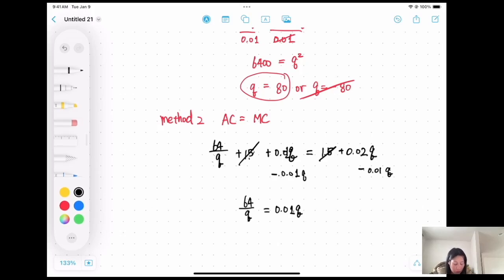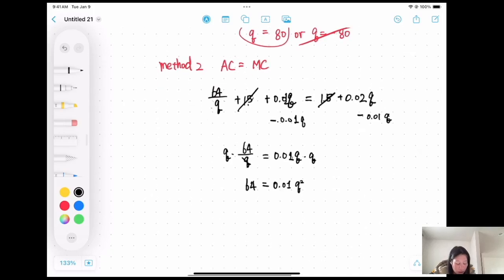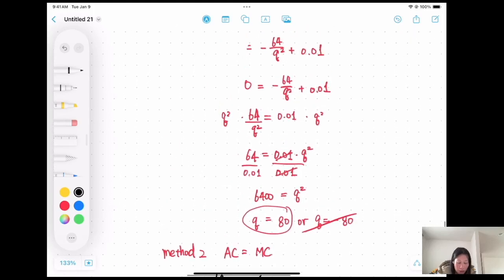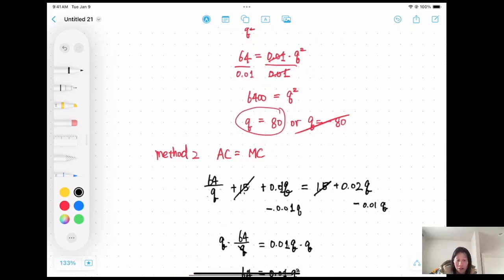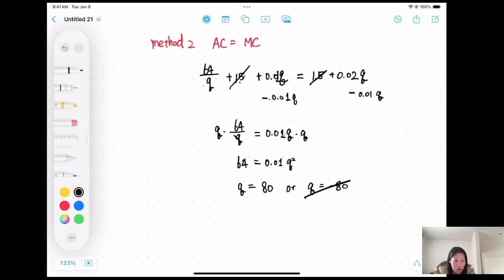And then you solve for q by multiplying q on both sides. Then I have 0.01q squared, because I want to get rid of the q in the denominator. And then you solve it, it will be the same. q is either equal to positive 80 or negative 80. So we're going to drop the negative one. So no matter which method you use, you should end up with the same answer. So producing 80 mitts is going to minimize the cost.